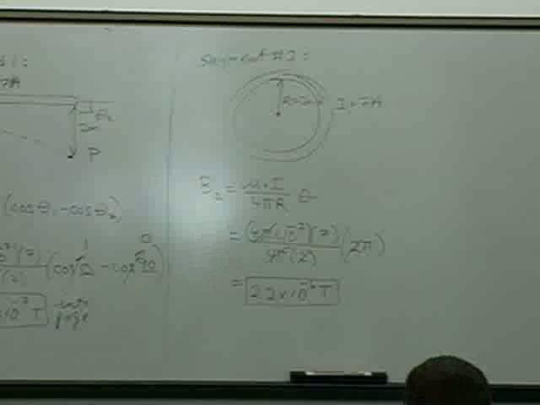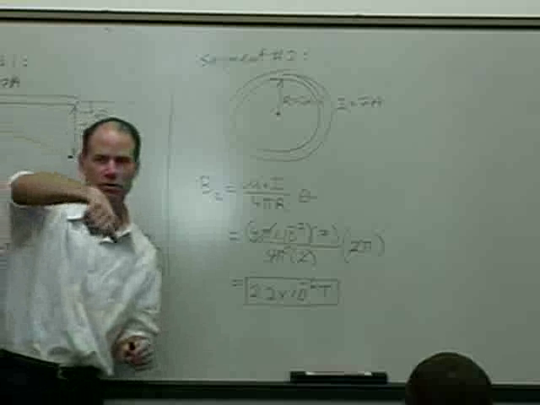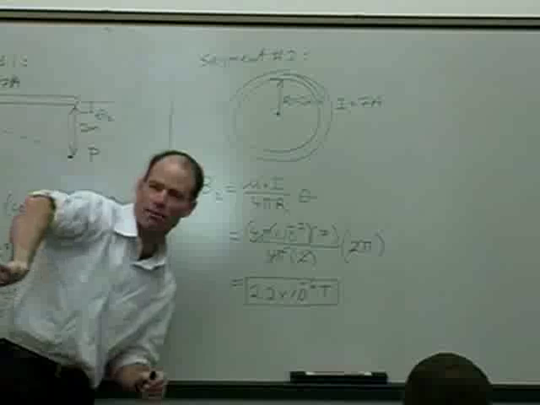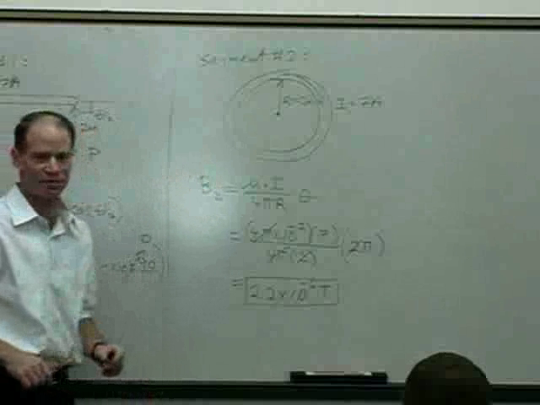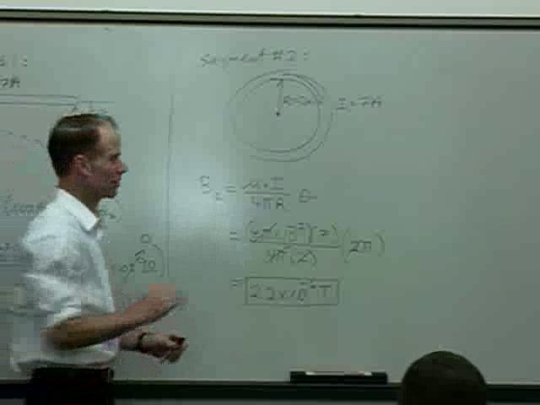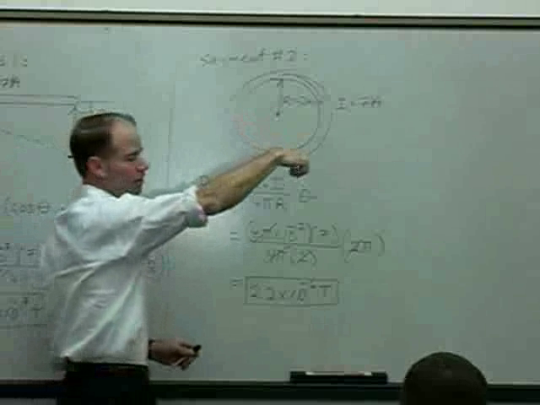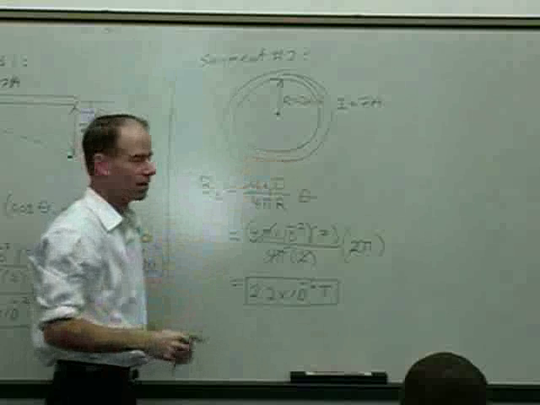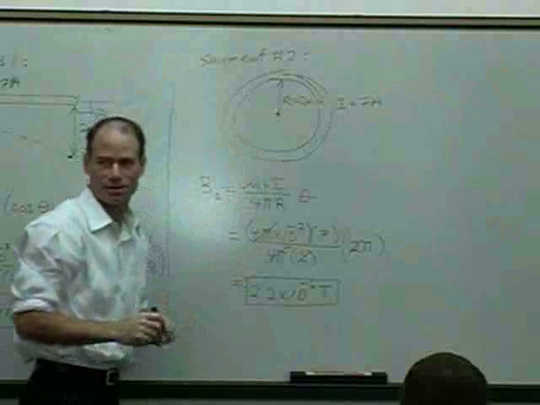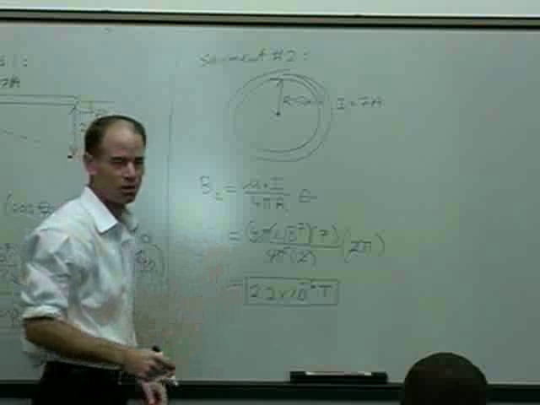Into or out of the page? Into the page. So, do this same right hand rule, and as you go around, you'd be into the page all the way around. Or you could use the other right hand rule. It says that if you curl your fingers in the direction of the current in the loop, there'd be a field through the center in the direction of your thumb. And that would be into the page as well. So either right hand rule would work.